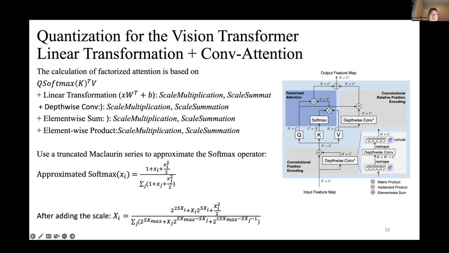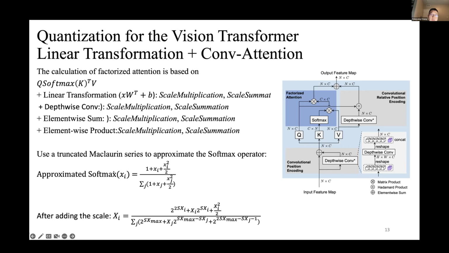You can see all these operators, the linear transformer, depth-wise convolution, element-wise summation, and element-wise product, we can easily implement as scale multiplication and scale summation, all without any scale division. However, softmax is a problem, right? Softmax has the exponential part. So in our paper, we use the truncated Maclaurin series.